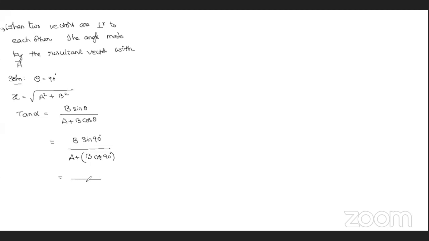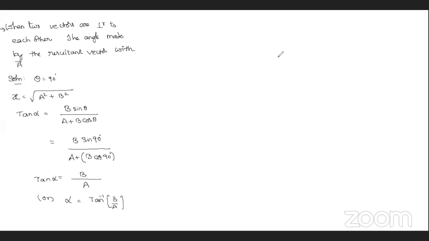Yes, good. So divided by A. And here this is B. Sin 90 is all of 1. Right. So tan alpha is equal to B by A. Or alpha is equal to tan inverse B by A. Is it correct? Yes, sir. Right.